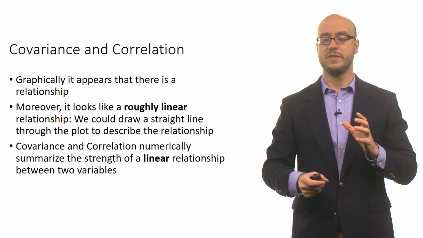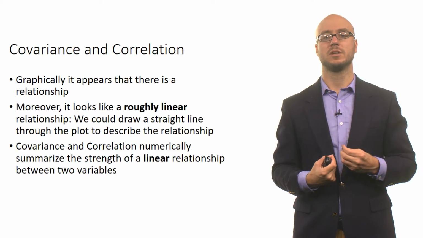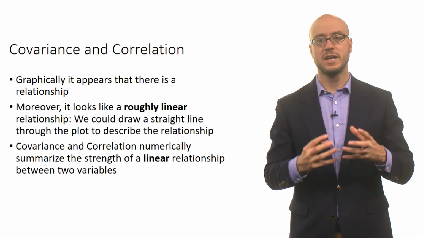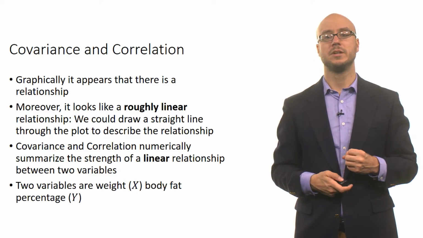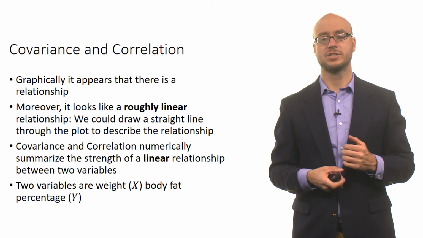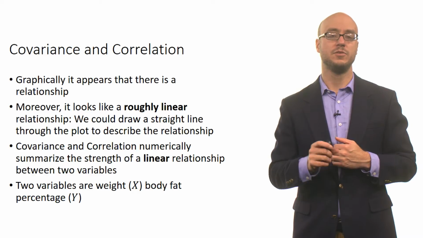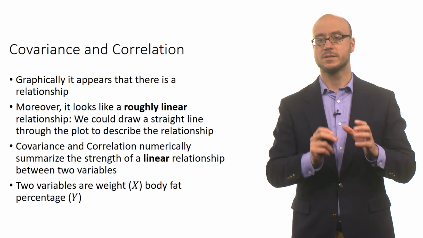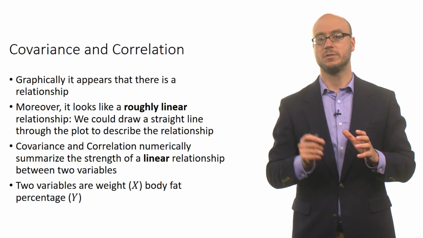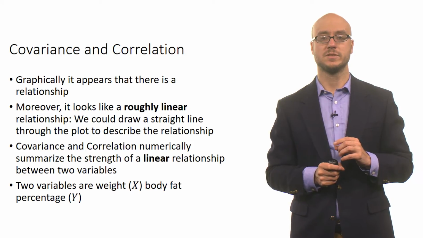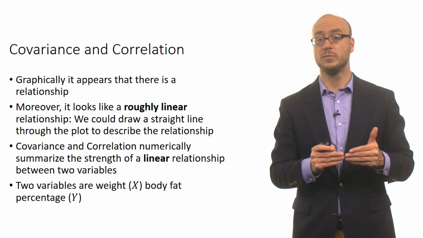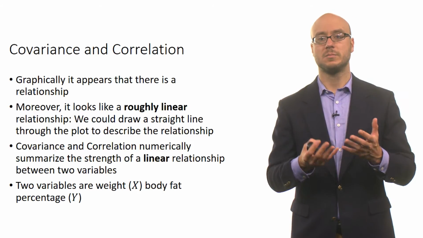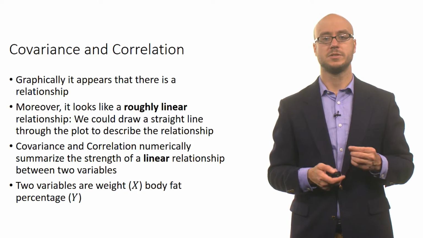Basically, covariance and the related measure of association, correlation, numerically summarize the strength of a linear relationship between two variables and the direction of the two variables. But we'll see in just a moment that covariance has its limitations as a measure of association. Correlation is an improvement. So we will explore that idea of numerically summarizing the relationship between these two variables.